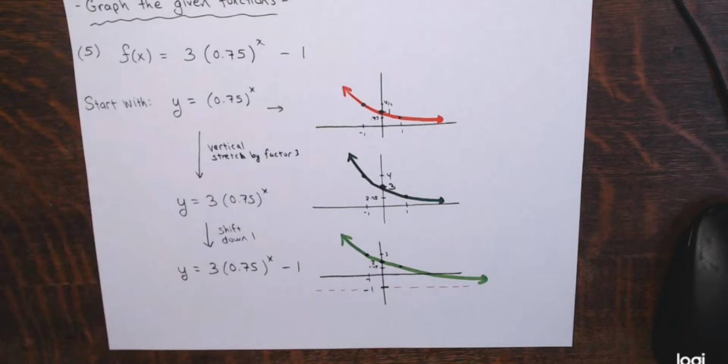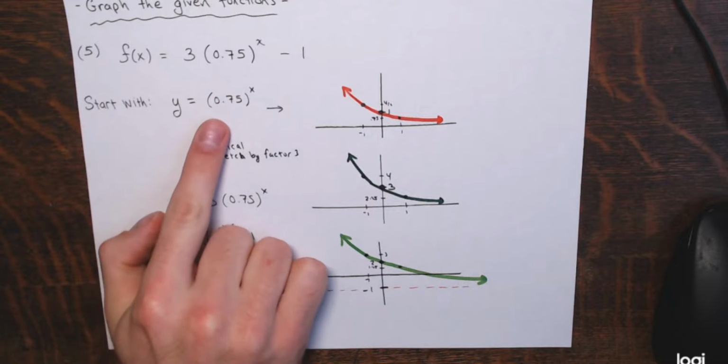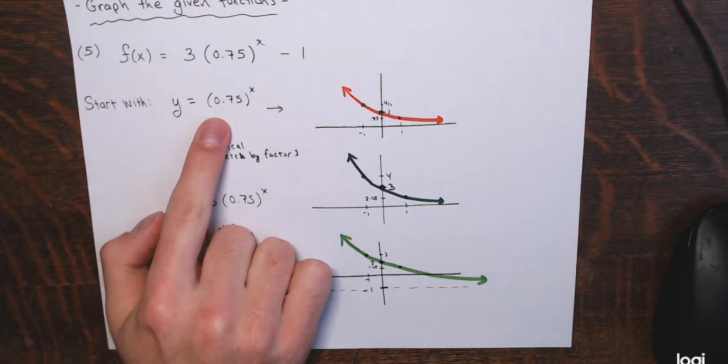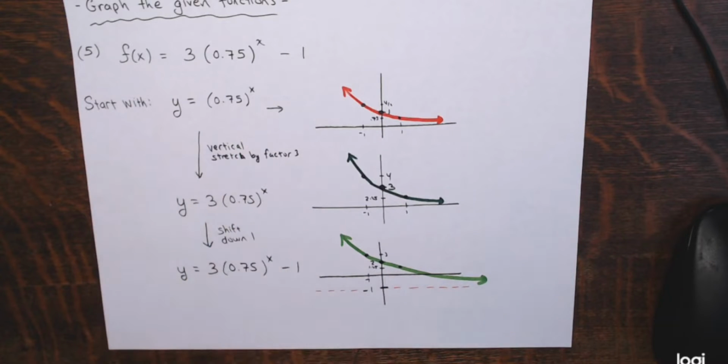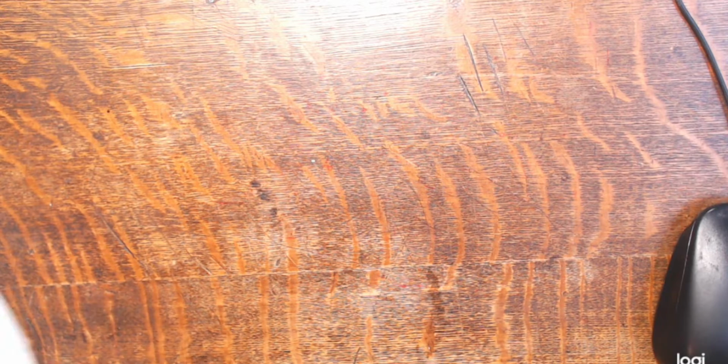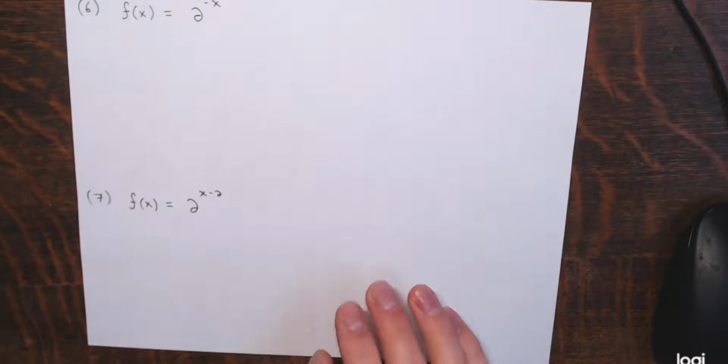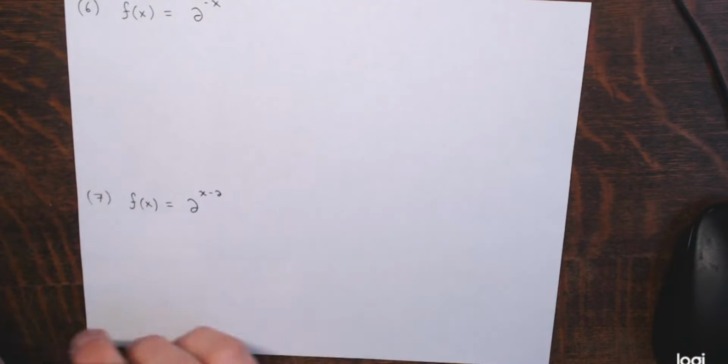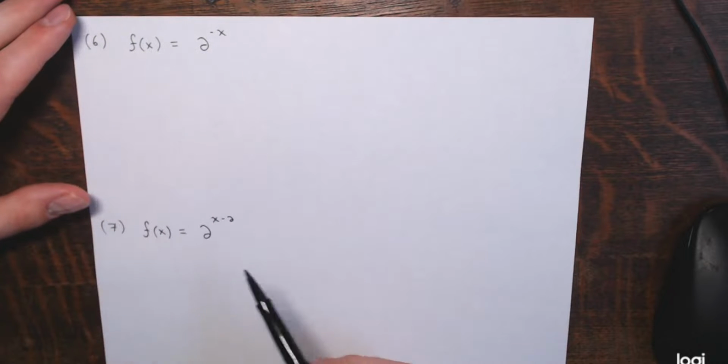Okay, and that's what I'm going to do for pretty much the next few exercises. All right, the next two examples, start with one of these basic parent exponential functions and then talk about what transformations would have to occur to get the function they want. Alright, so the next couple deal with a base of 2. So I got them on the same page here.